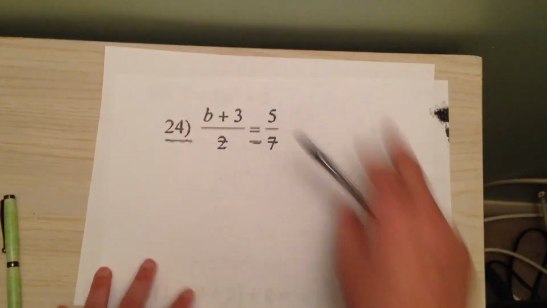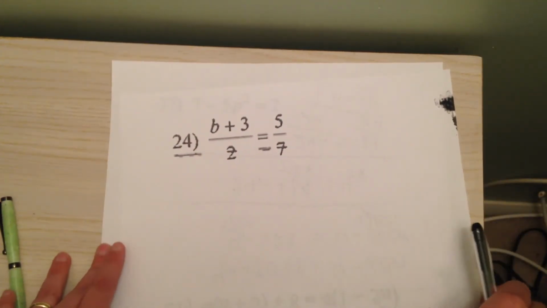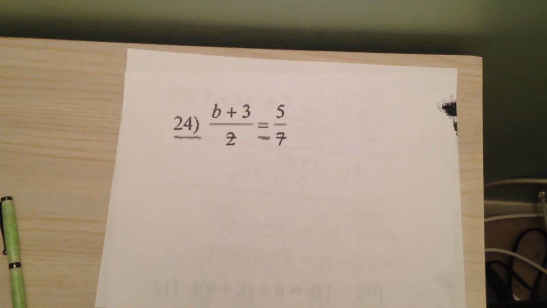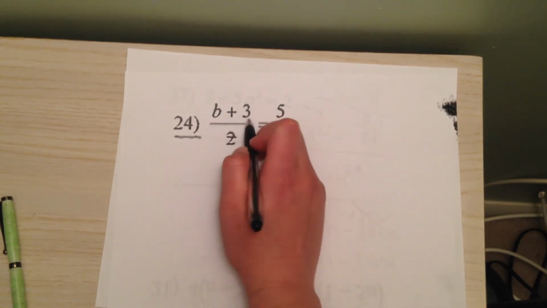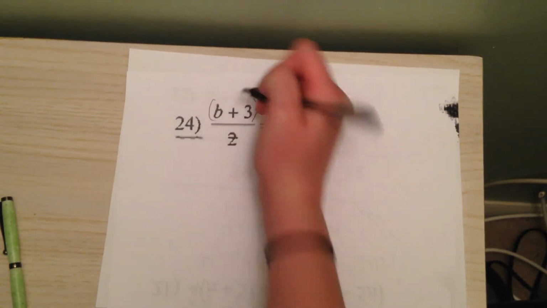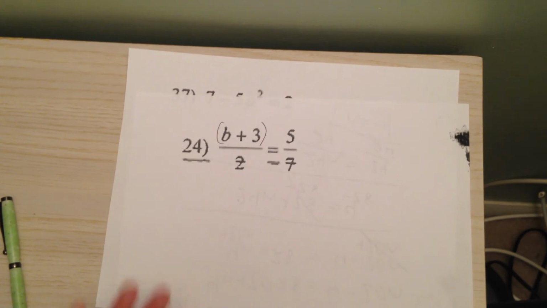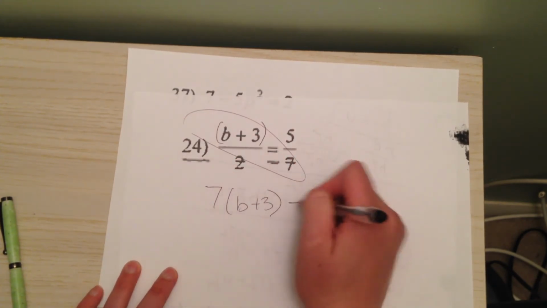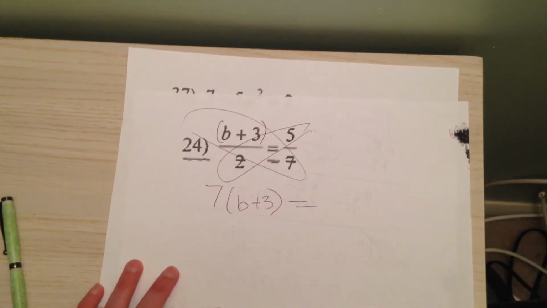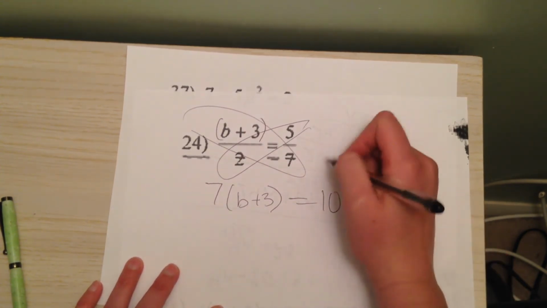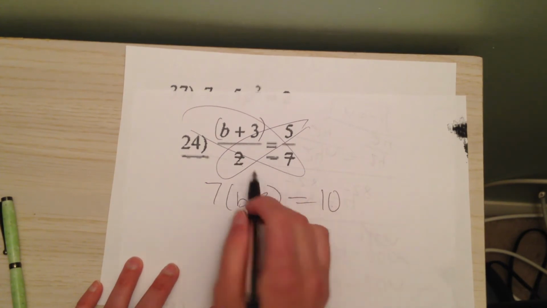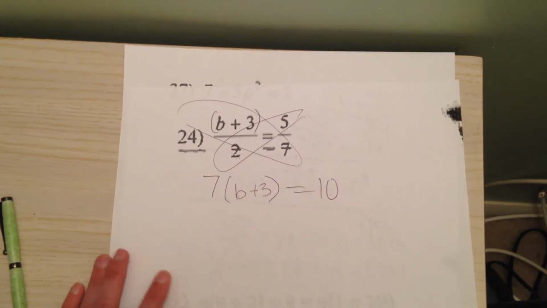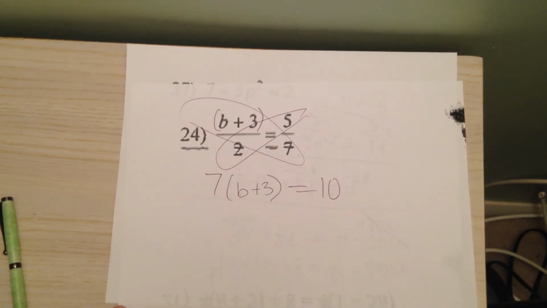Our next problem is a proportion. So anytime you have a fraction equals a fraction, you have to cross multiply this. So the first thing, I see a binomial right there. Make sure that's in parentheses, it goes together. And then we're going to cross multiply. So 7 times b plus 3 equals, cross multiply, 2 times 5 is 10. So that was 2 times 5, 10. So this multiplication times this multiplication. Now it's a really easy equation. All we have to do is distribute and then solve a two-step.